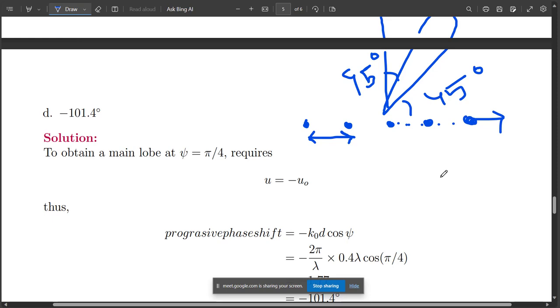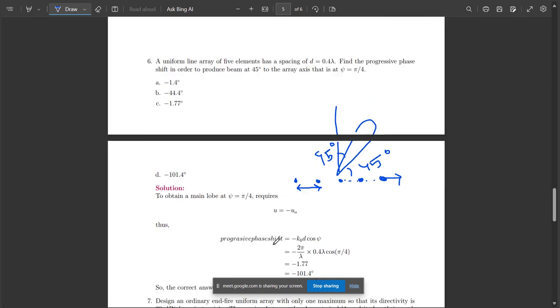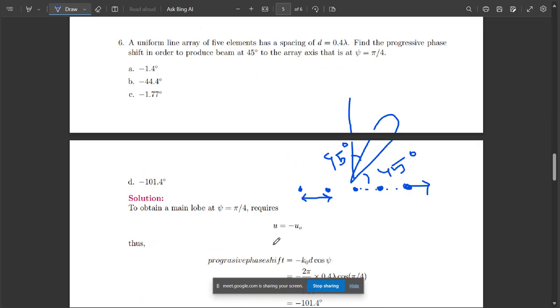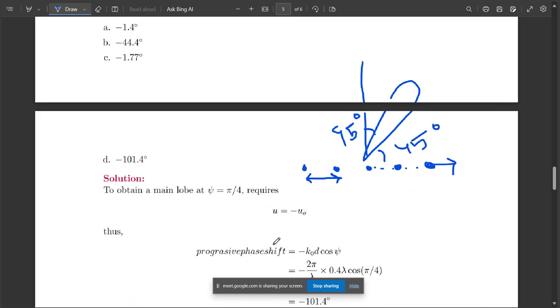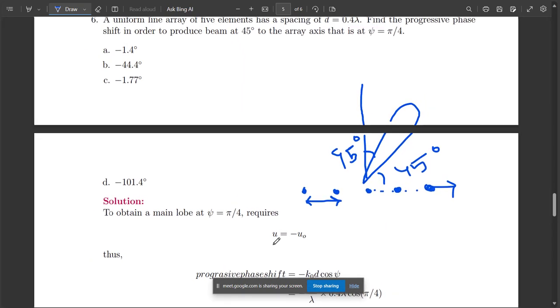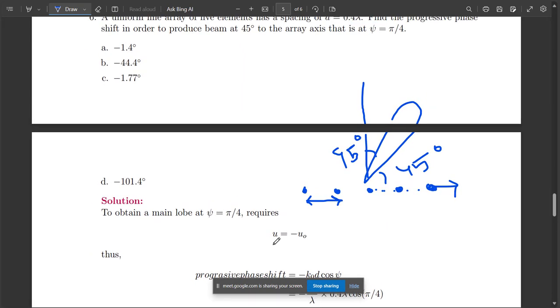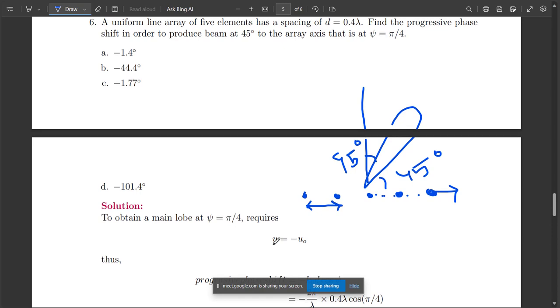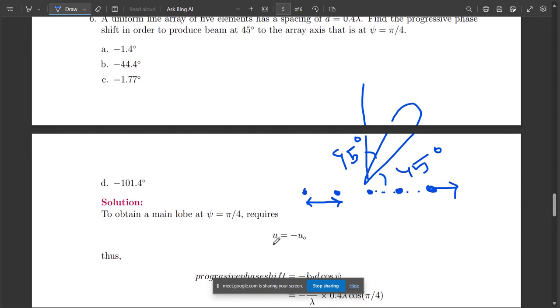No doubt? Okay, then solve this question. You will be able to find out the progressive phase shift. You know the value of k naught, d, and psi. Put all these values here and tell me what will be the correct option. I think C is the right option, ma'am. Okay. What about others? What do others think?